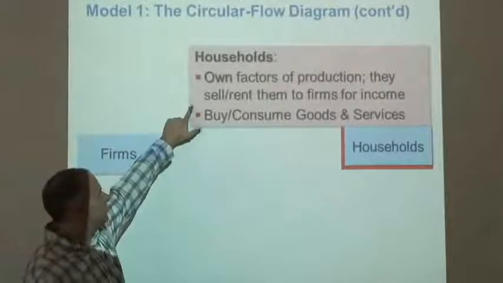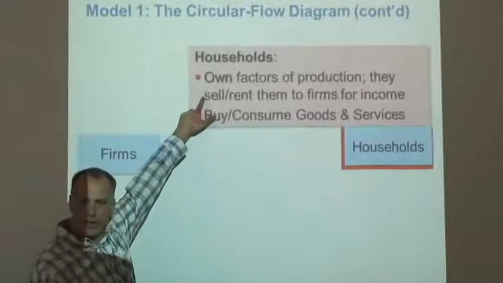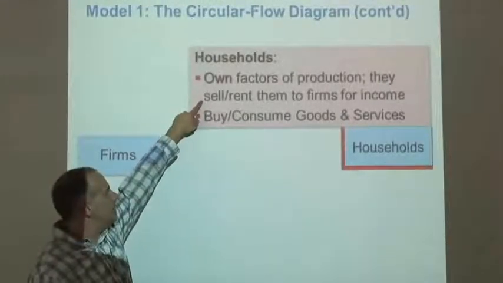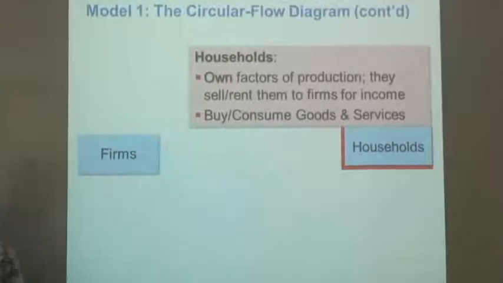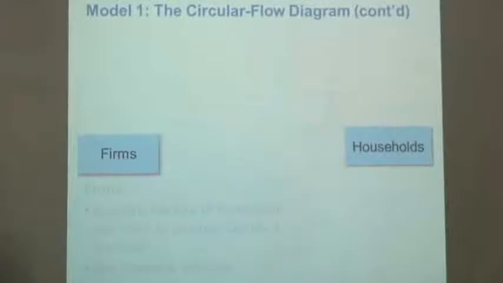Households own factors of production. They own their land, their labor, and their capital, and they sell or rent them to firms in exchange for income. And then they buy and consume goods and services, to summarize what we have.